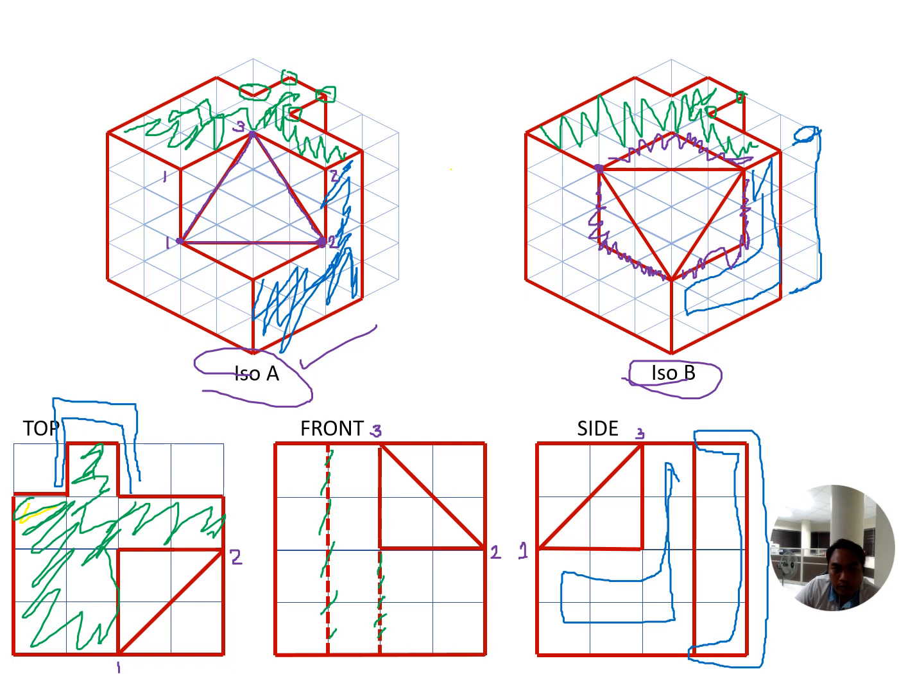Alright, I hope you were able to get or understand what it is to create this triangle portion. A triangle that shows itself as a triangle in all three views: top view, front view, and side view.